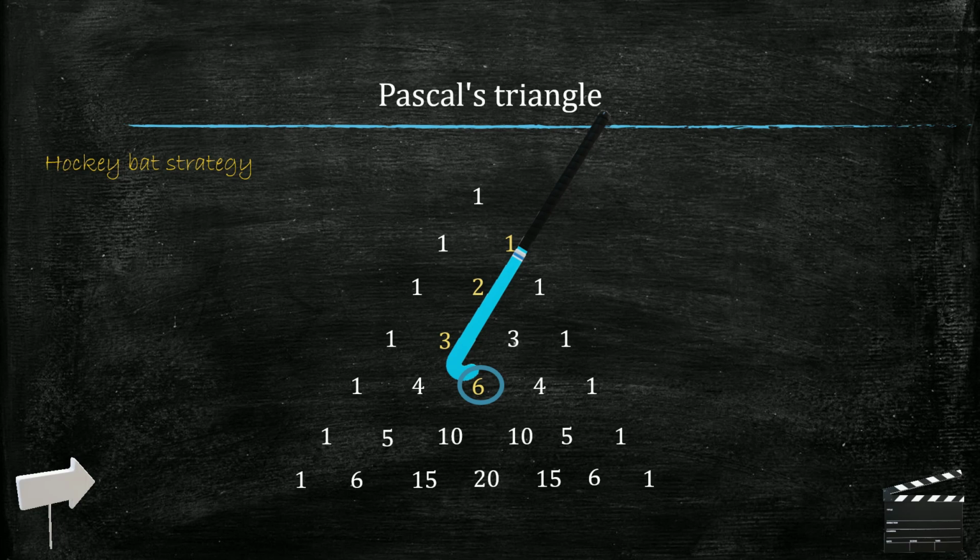To get a better understanding, I'll keep the bat here. The numbers 1, 3, 6 and 10, when you add them, 1 plus 3 is 4, 4 plus 6 is 10 and 10 plus 10 is 20, and that will be at the tip of the hockey bat. Whatever position you keep on Pascal's triangle, it will give you the answer: the sum of those numbers on the tip of the hockey bat. Amazing.